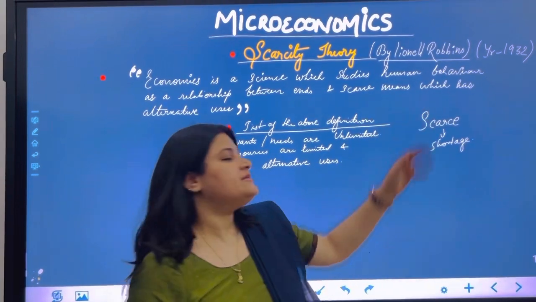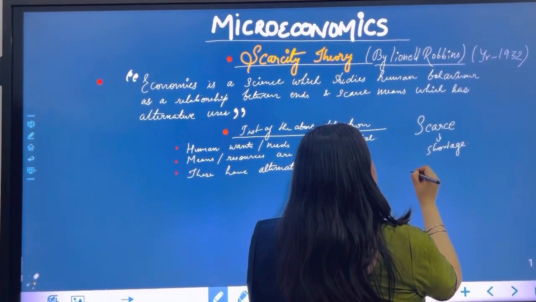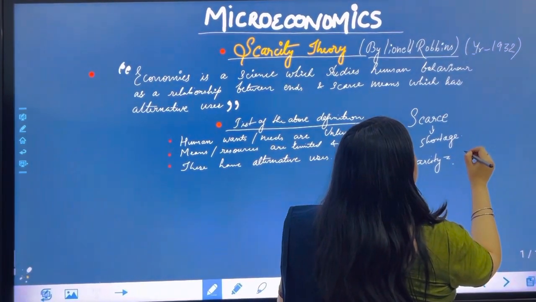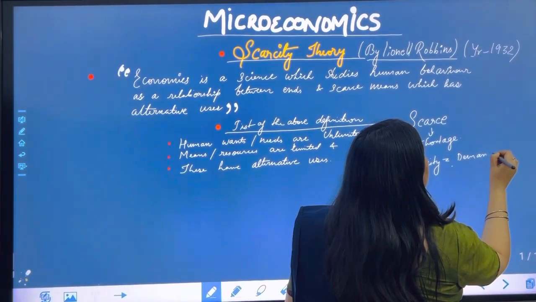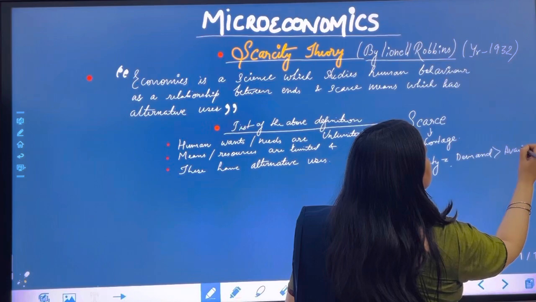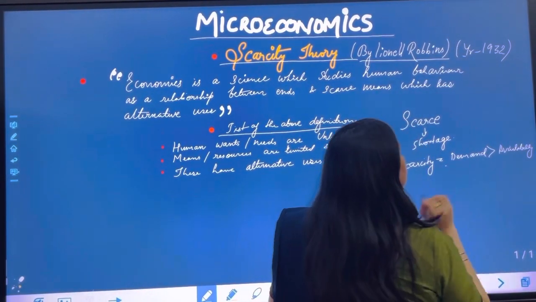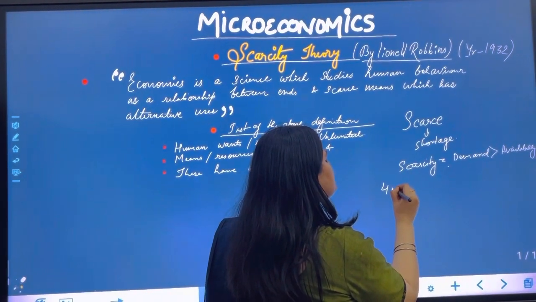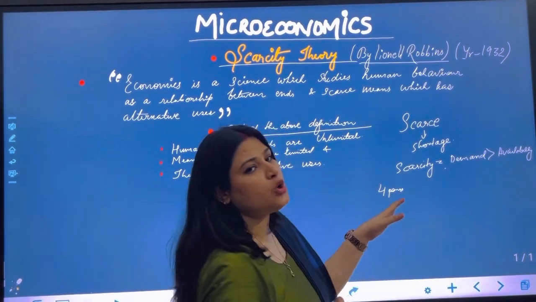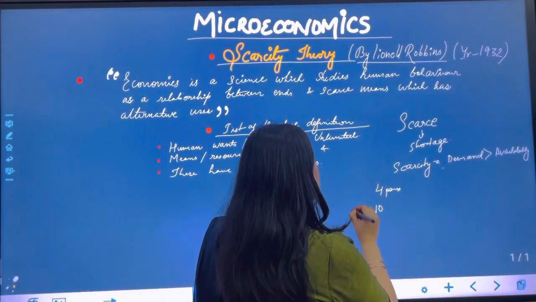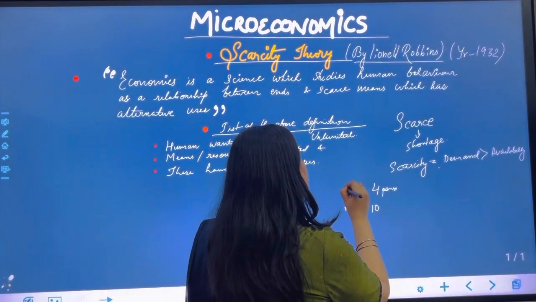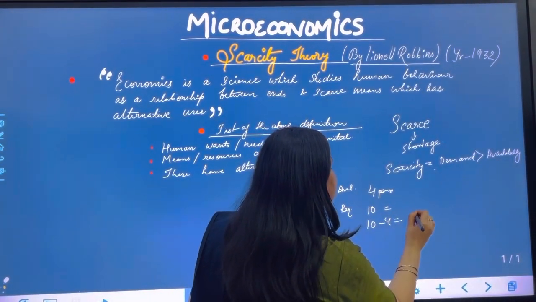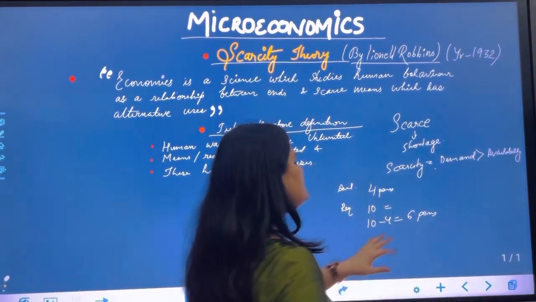We can calculate scarcity when demand is greater than availability. Okay? Demand is greater than availability. For example, suppose there are 4 pens available, but the requirement of pens is 10. The requirement is 10, but the availability is only 4. So we can say there is a scarcity of 10 minus 4, that is 6 pens.